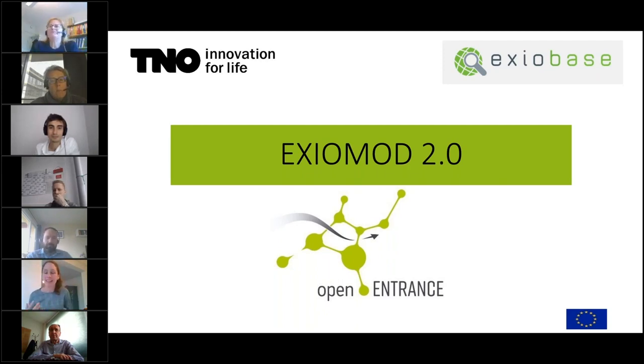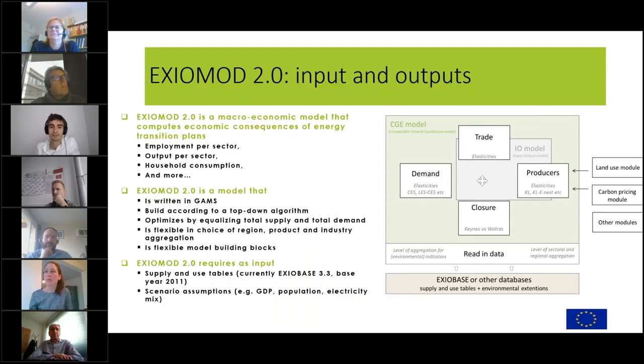Eximod is not an energy model, but it's a macroeconomic model, in the sense that it will calculate the economic and environmental effect of, for example, changes in the energy mix due to the energy transition. So one of the examples is that if changes in the energy mix occur, it does not just affect those sectors, the energy sectors. It also affects all those sectors that make use of the energy sector.